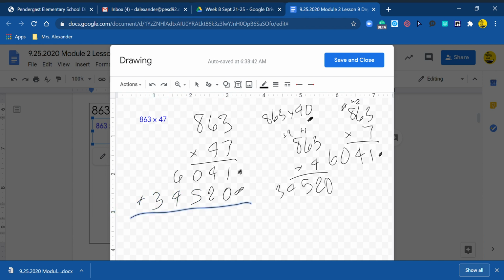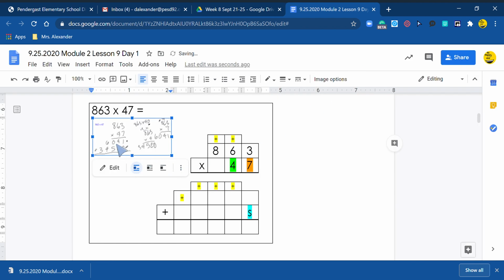Now, if you're not too sure if you've got your numbers correct, all we're going to do is save right here and go to our boxes. Because the boxes make it easy because it's already lined up. So I'm going to save and close. I can see my numbers.